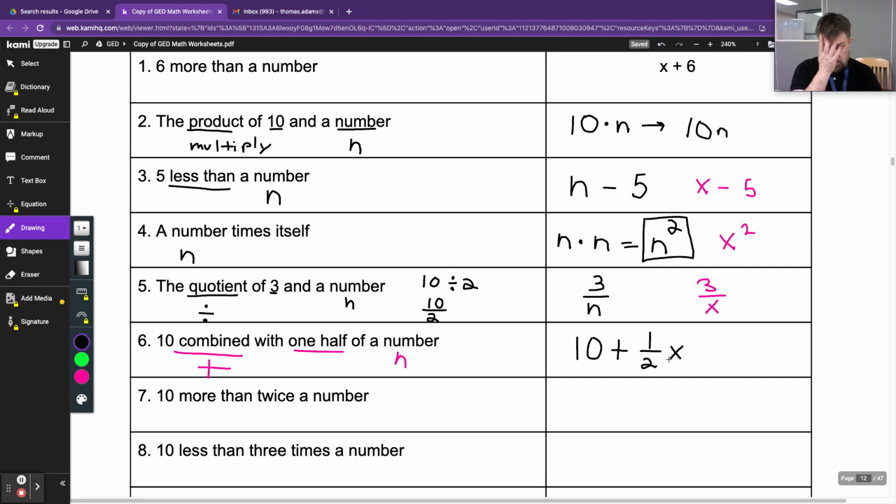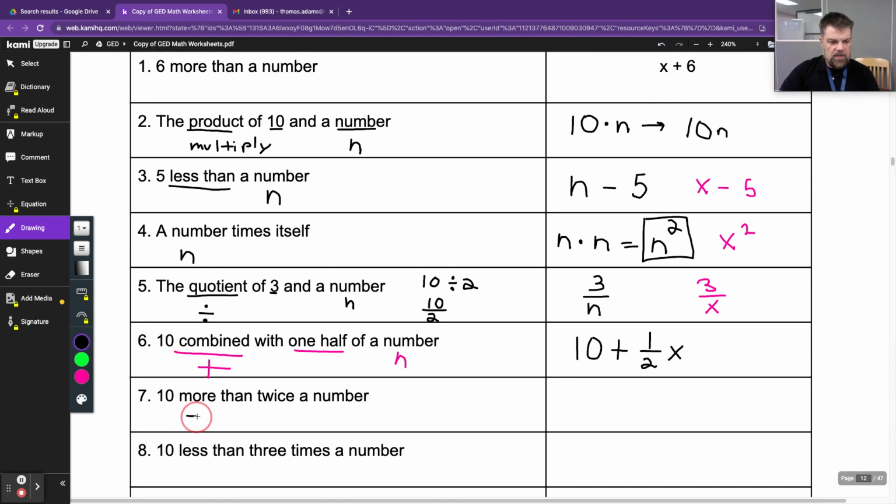Again, you can just pick out a number. Let's say that n equals 20. Well, 10 combined with 1/2 of 20. Okay, well, what's 1/2 of 20? 10. 10 plus 10 is 20. And then if you write this out and then plug in 20 and it makes sense, then you wrote the expression correctly. Okay.